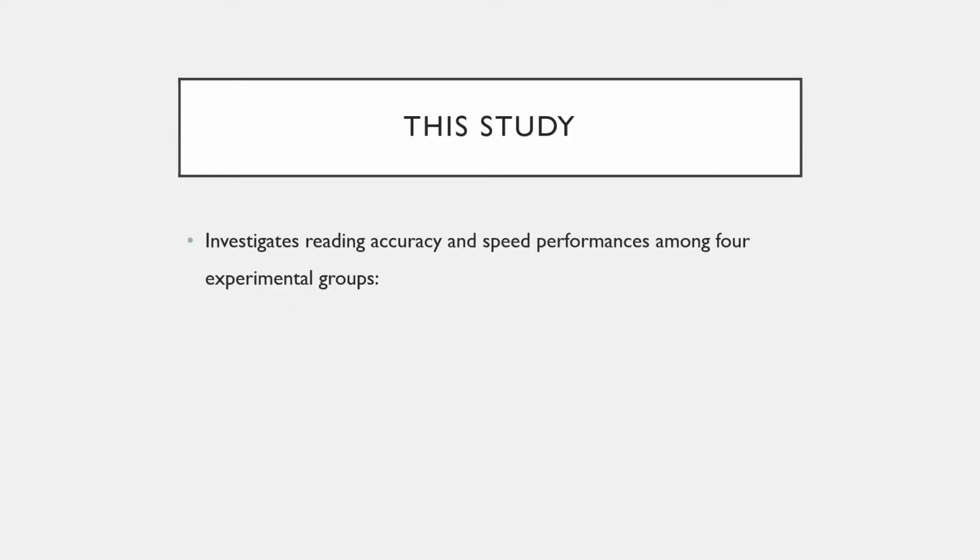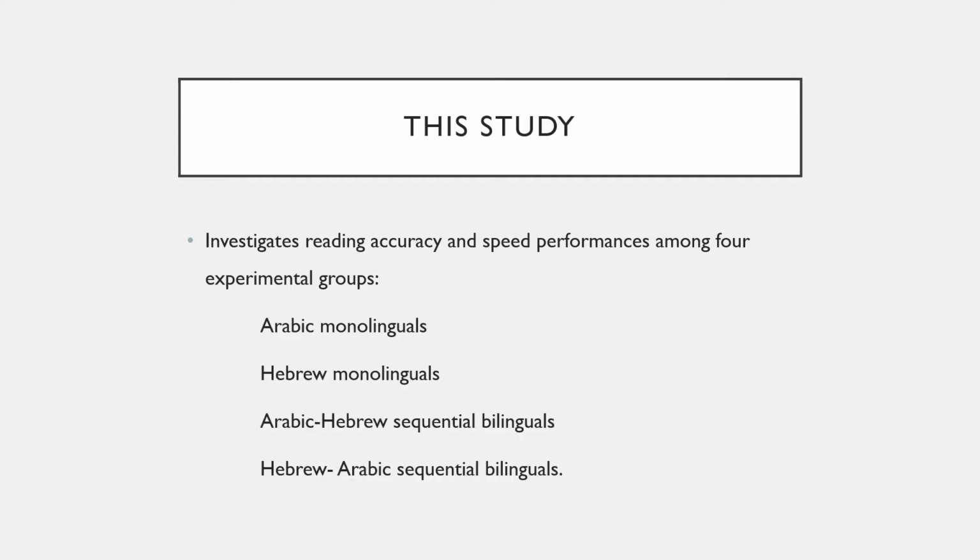This study investigates reading accuracy and speed performances among 4 experimental groups: Arab monolinguals, Hebrew monolinguals, Arabic-Hebrew sequential bilinguals, and Hebrew-Arabic sequential bilinguals. The children are sequential bilinguals who started learning their L2 at ages 3 to 4, that is, during the kindergarten period.